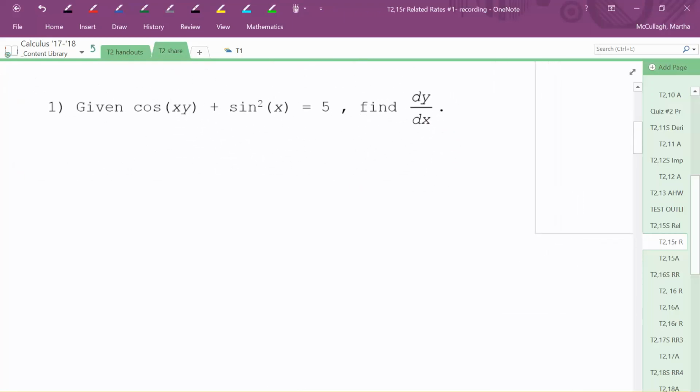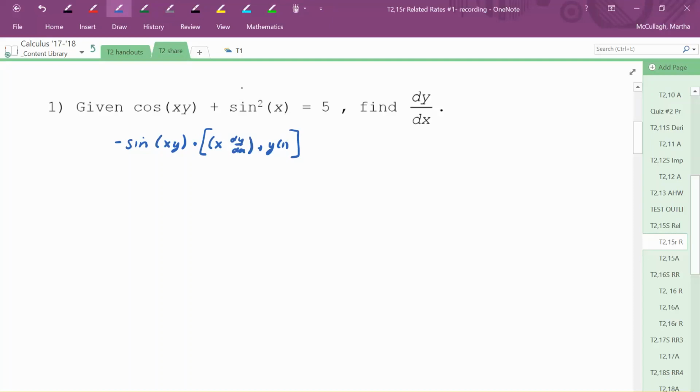So if I'm looking at the cosine of xy, I've got to use the derivative of cosine is negative sine of the argument xy, but then I need to take the derivative of that xy using the chain rule. So I've got the first times the derivative of the second plus the second times the derivative of the first. And all that's being multiplied by the sine xy.